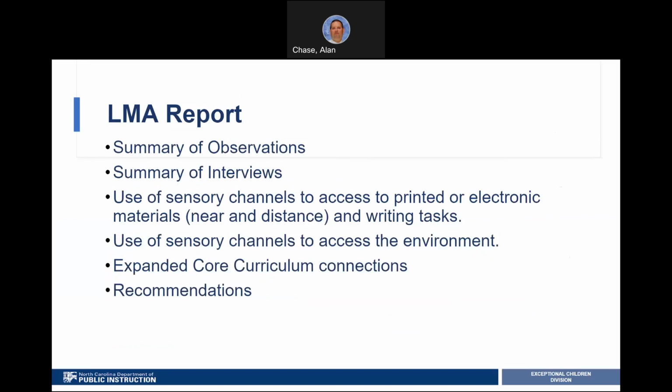Next, the TVI should document their observations, any interviews that were conducted with the family, the student, or school staff, a summary of how the student engaged with each of the sensory channels, and how the totality of the report aligns with each of the 9 areas of the expanded core curriculum. Finally, the TVI should conclude the report with a list of recommendations for the school team to consider when developing the student's individualized education plan, or IEP.